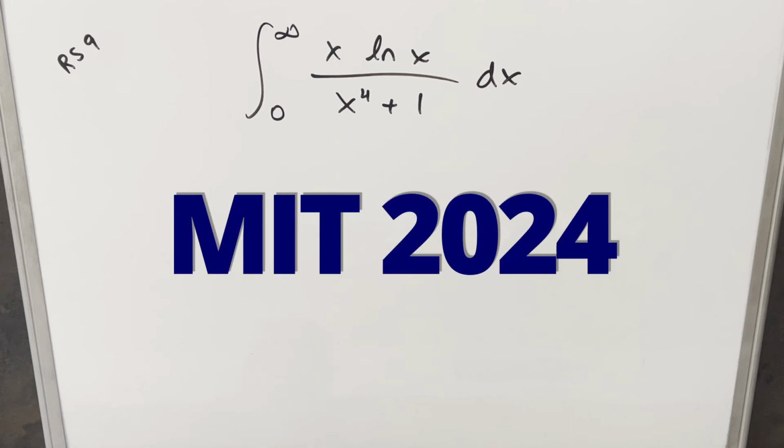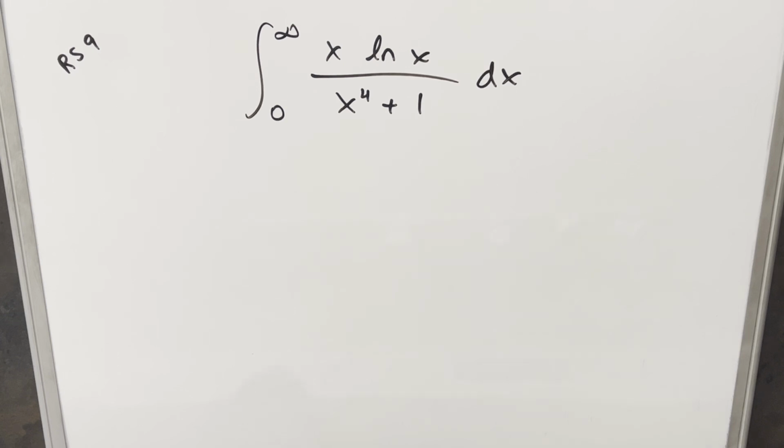Okay, we have here today another integral from the MIT Integration Bee 2024 regular season number 9. We have the integral from 0 to infinity, x ln x over x to the fourth plus 1 dx. Okay, this was actually pretty tricky.